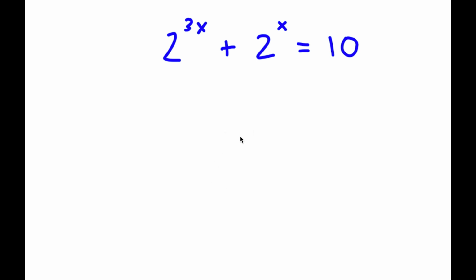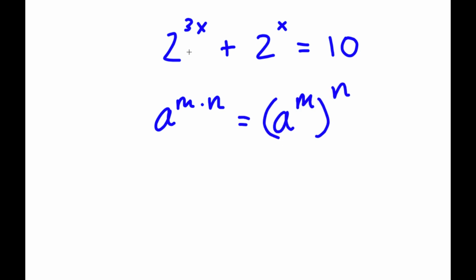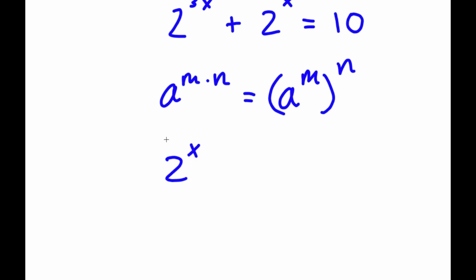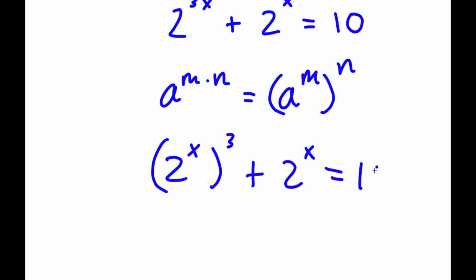Alright, so in this problem, I have 2 to the power of 3x plus 2 to the power of x is equal to 10. So to start, if I have something in the form a to the power of m times n, this is equal to a to the power of m, to the power of n. So in this case, 2 to the power of 3x, I can rewrite as 2 to the power of x, to the power of 3. So now I have this plus 2 to the power of x is equal to 10.